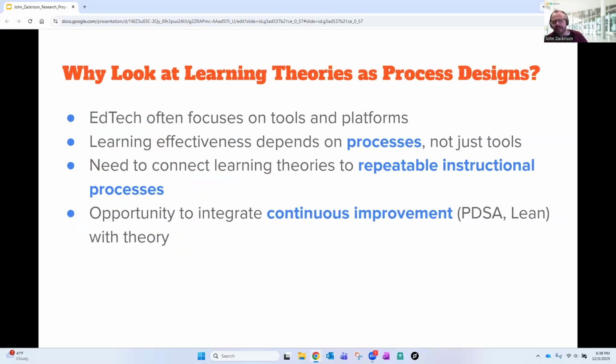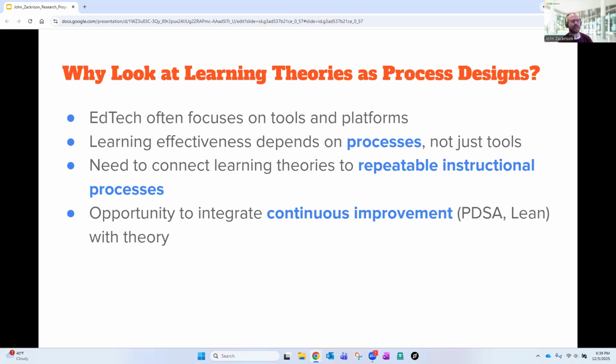Okay, so the key question of the paper, and what I argue, is: why should we really look at learning theories as process designs? That's what we tried to get at in this paper. Why do we want to do that? What's the advantage of doing that? And I argue that in instructional technology, discussions often center on the tools that we use. So you can look at learning management systems, multimedia, AI, analytics, whatever you want.